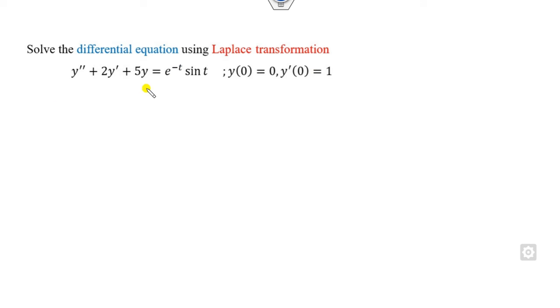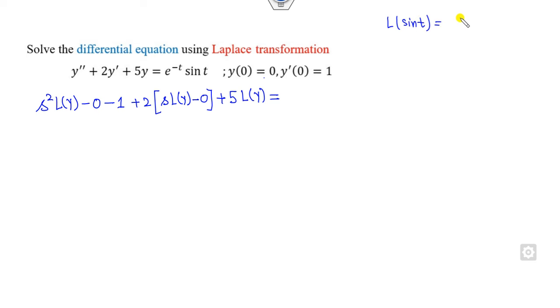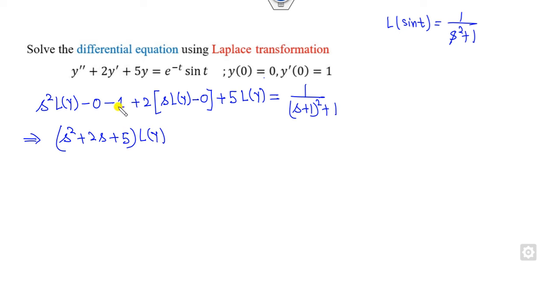Look at this next one. Again I can apply the Laplace transformation. Minus y0 is 0, minus y dash, plus twice s Laplace of y minus 0, plus 5 L of y. How can you find the Laplace of this? I can find the Laplace of the sine, it is 1 over s square plus 1, and apply the shifting first theorem. Fine. Now you can make the pair. It's s square plus 2s plus 5 L of y. This minus 1 I can put on the right hand side, plus s plus 1 whole square plus 1.